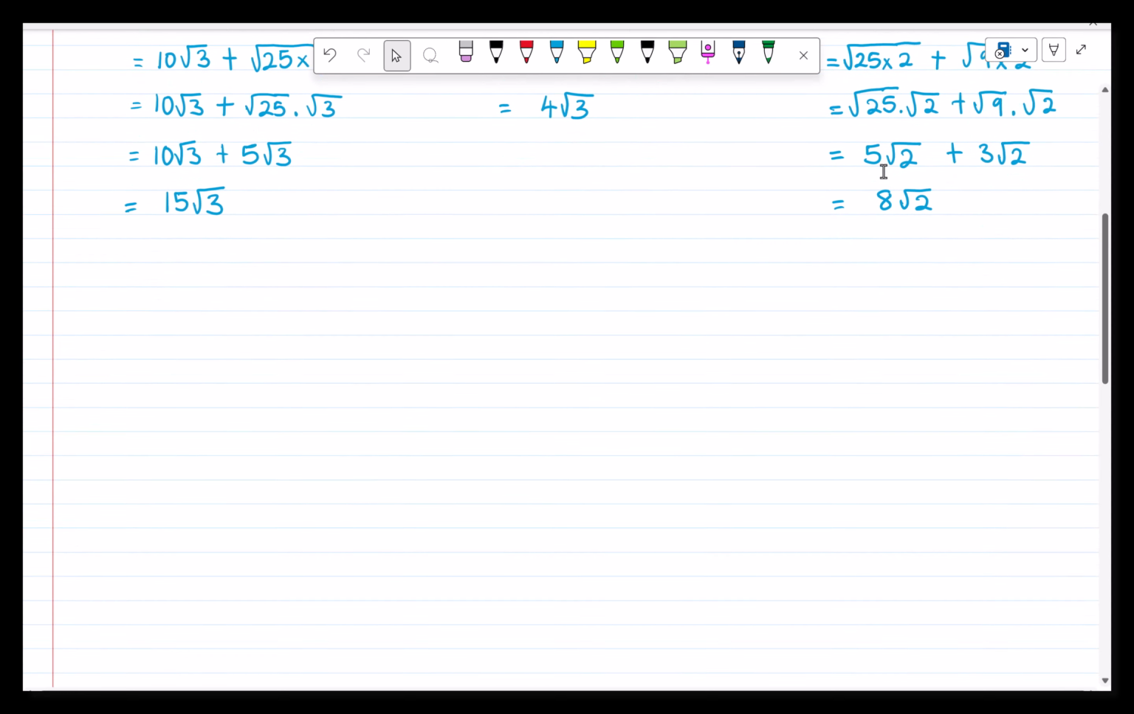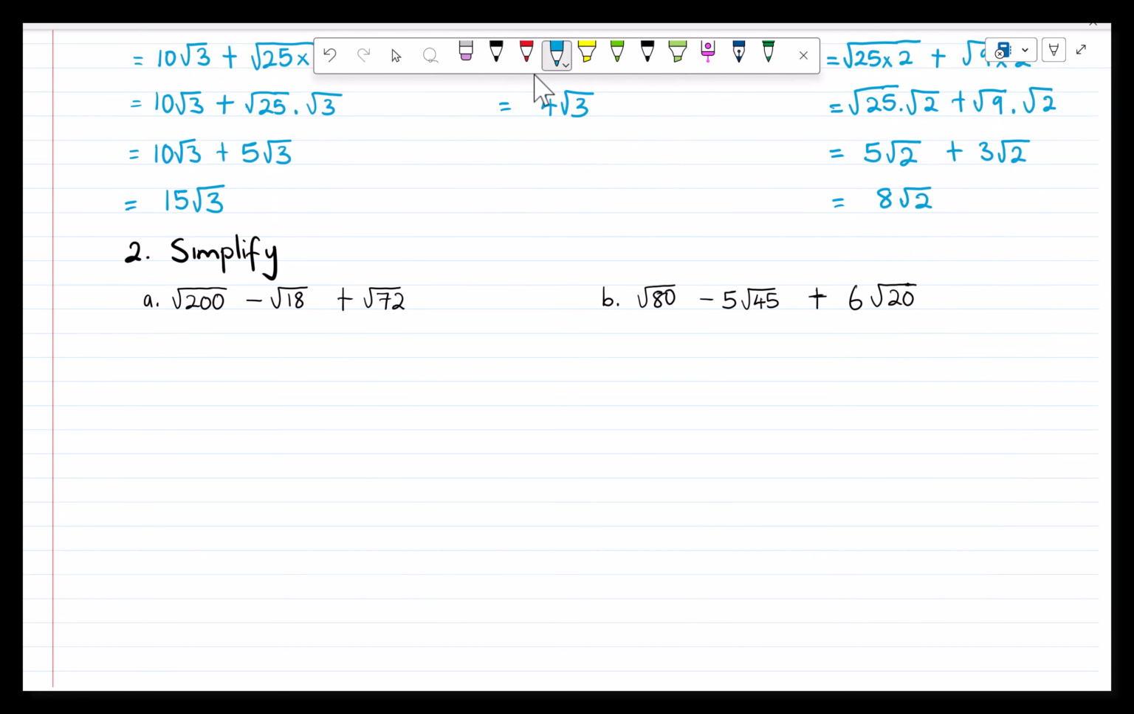Example number 2, we are going to simplify these two. Part A, root 200 minus root 18 plus root 72. So again, we'll try to find whether we can get perfect squares from the roots that we have. And from 200, we can get a perfect square by saying 100, because 100 is a perfect square.